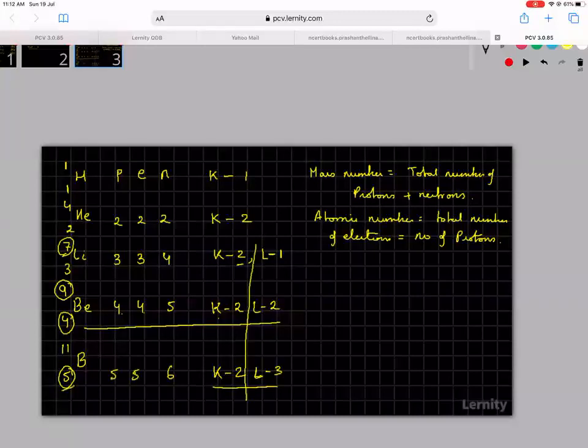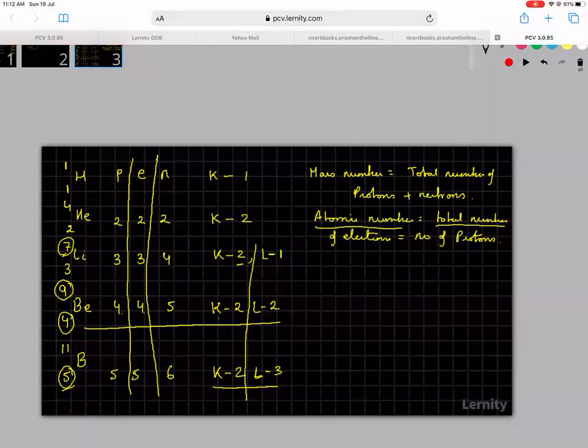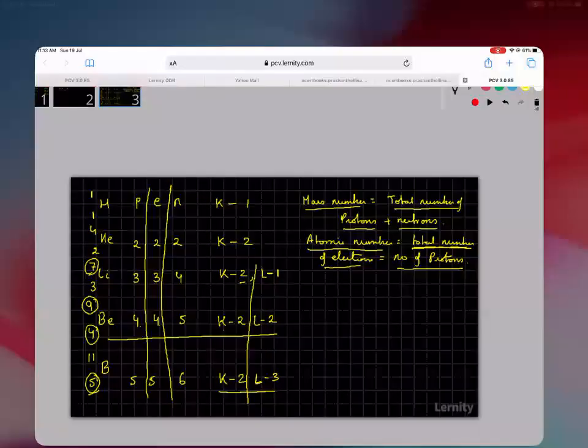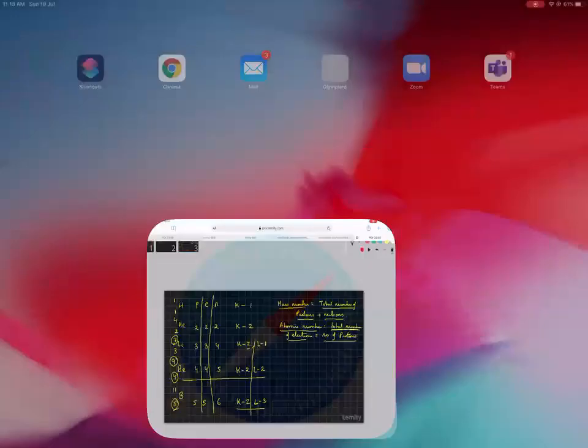So this is the number of neutrons. This is the number of protons. Atomic number is the total number of electrons, which is equal to the number of protons. Please don't look at the handwriting. Please listen to what I am saying. Mass number is the total number of protons plus neutrons. Okay, so for each element that I give, I want you to write down where the electrons are going.